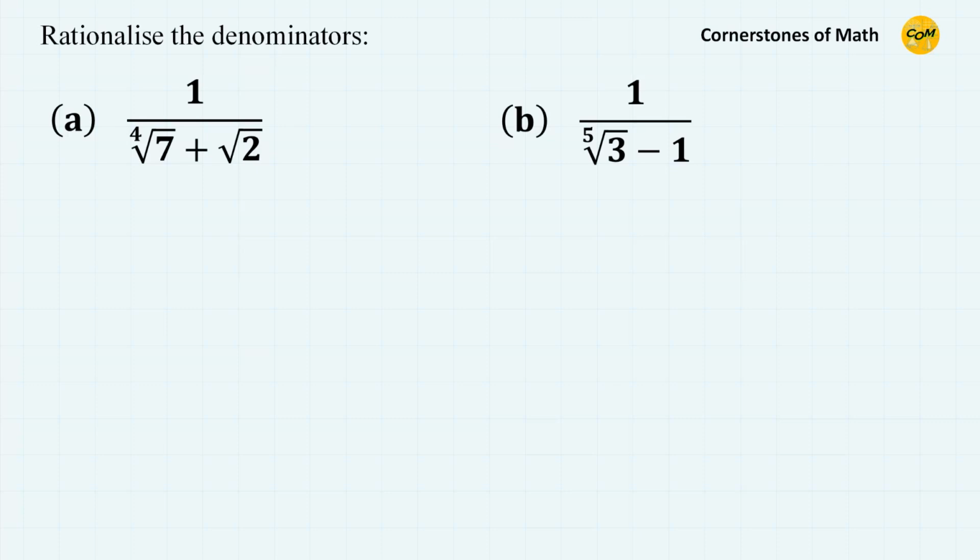Today we are going to rationalize the denominators of these two fractions, 1 over 4th root of 7 plus square root of 2 and 1 over 5th root of 3 minus 1. And without further ado, let's jump right into it.